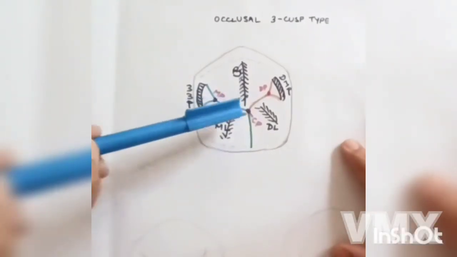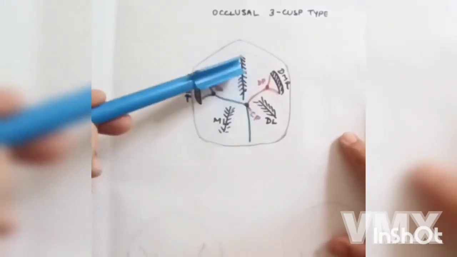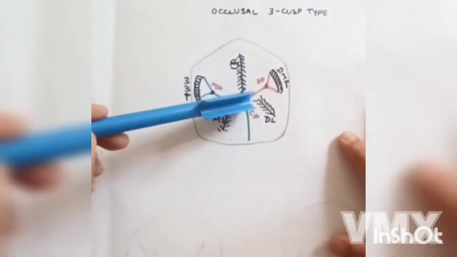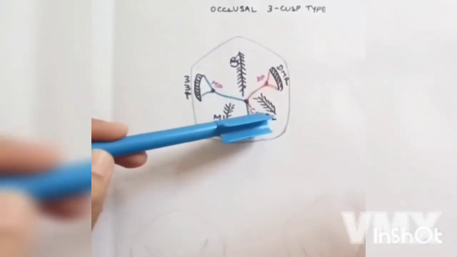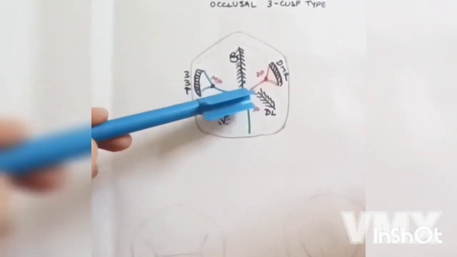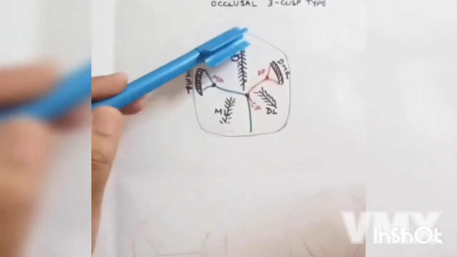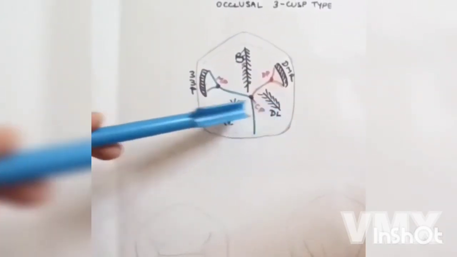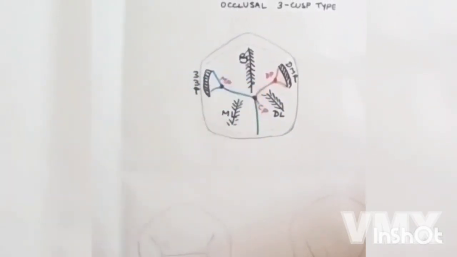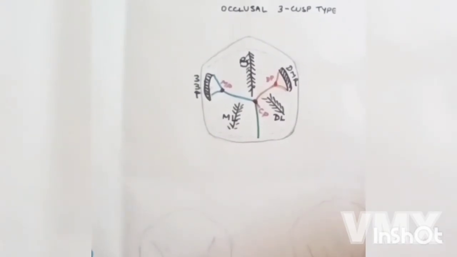This central pit, if you see, is in the center buccolingually, but it's slightly distally placed because the distolingual cusp is smaller than the mesiolingual, so it is slightly distally placed. So it is centered buccolingually, but when we see mesiodistally, it is more distally placed and not in the center.